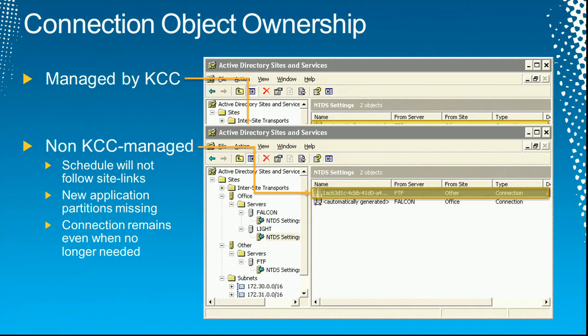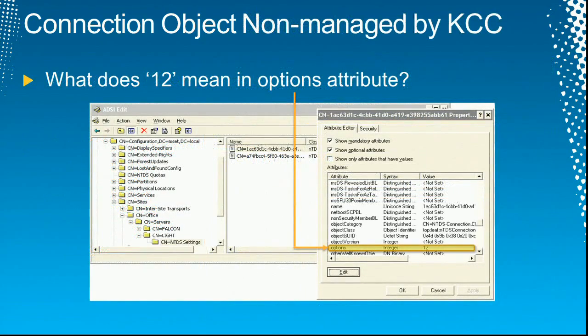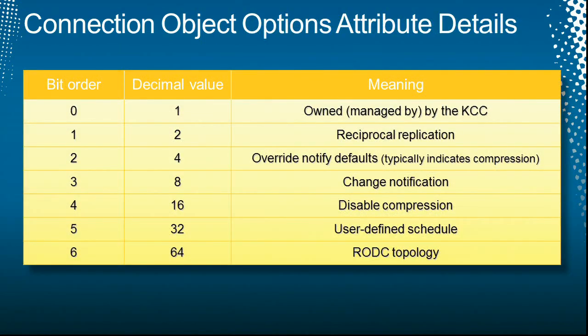That could lead to different issues unless you have something like specific segments that you want to replicate specifically onto specific domain controllers. So what happens if you see something like that? Well, if you go to the connection object and look at the options attribute, you will see something like the number 12. So what does that mean exactly? Well, 12 will be the result of adding 8 plus 4.